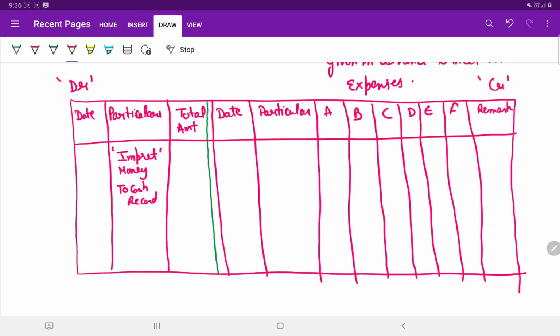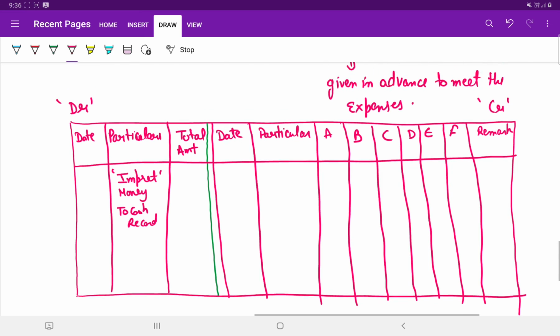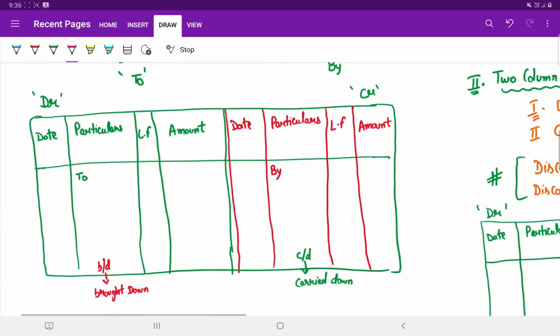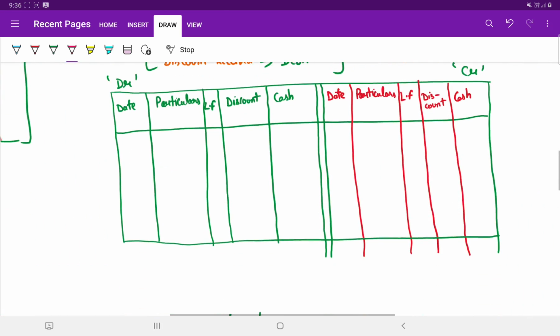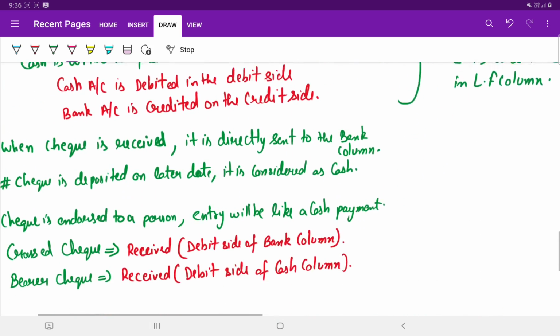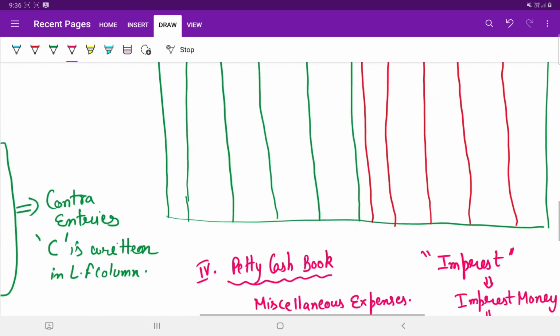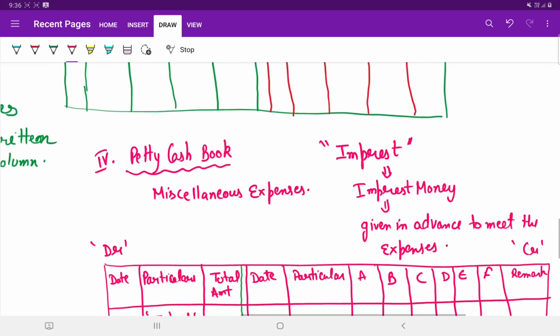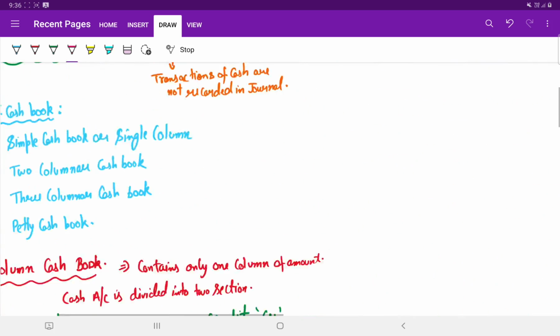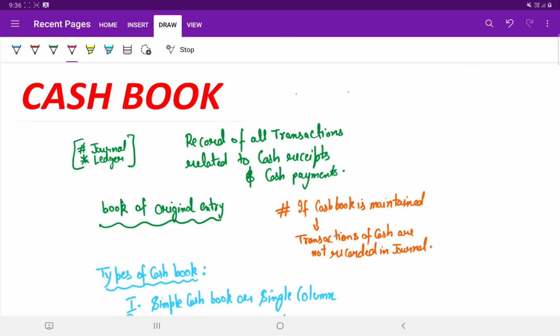So students, in this we have learned about the various types of the cash book, that is the single column, then the two column cash book and its format, then the triple column cash book, and finally the petty cash book. It is quite an important topic, so remember the various types of the cash book and their uses.